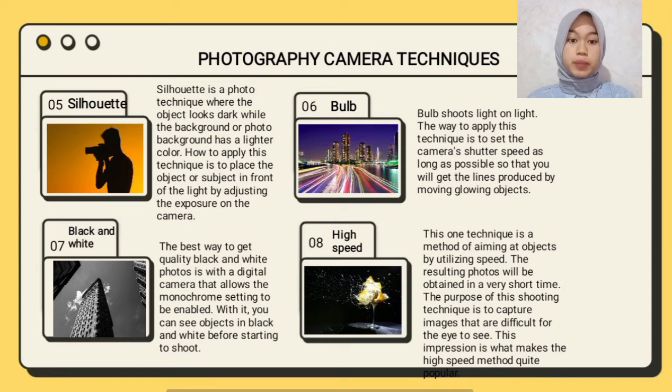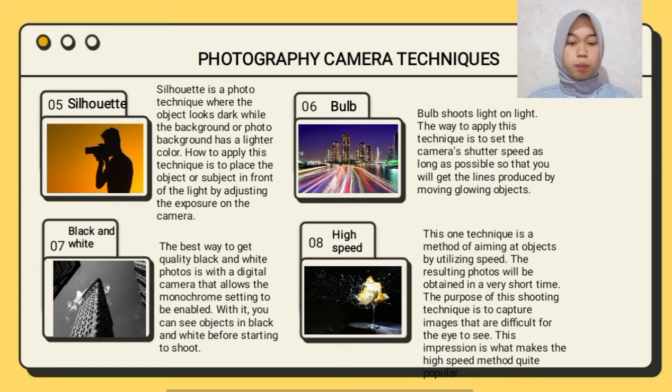Number 6, bulb technique. Bulb is shooting light on light. The way to apply this technique is to set the camera shutter speed as long as possible so that you will get the line produced by a moving glowing object.